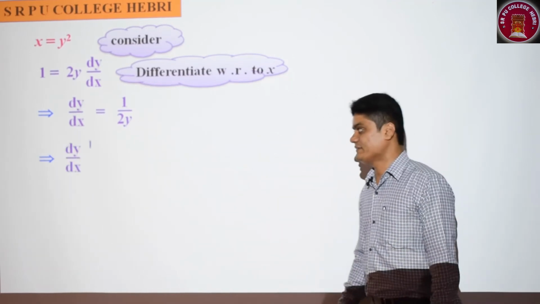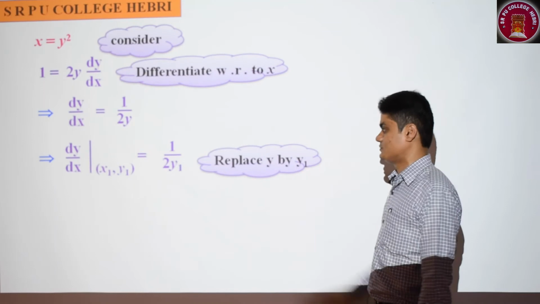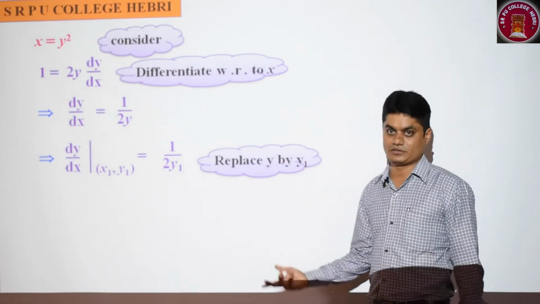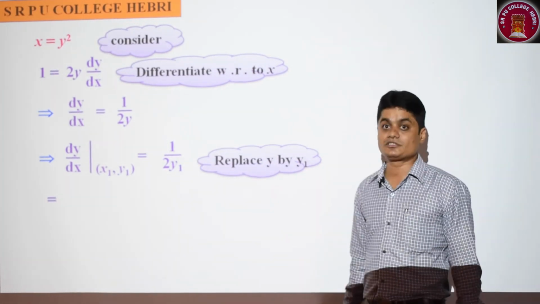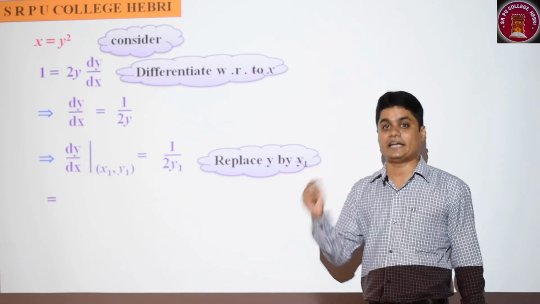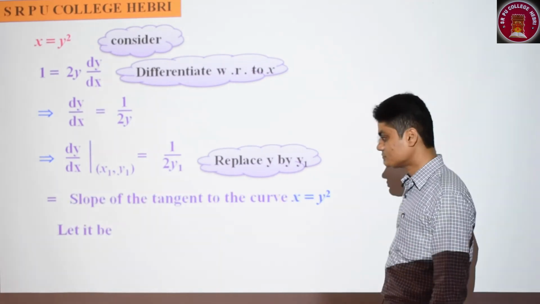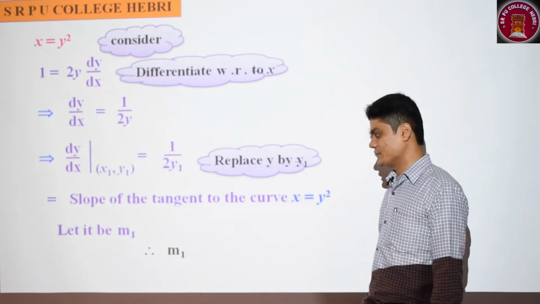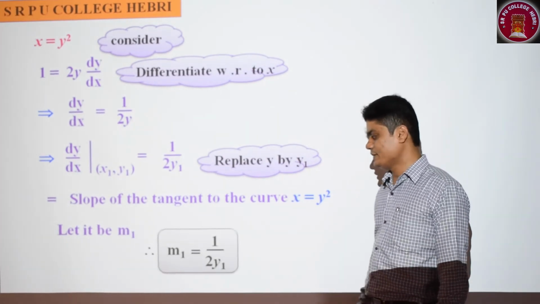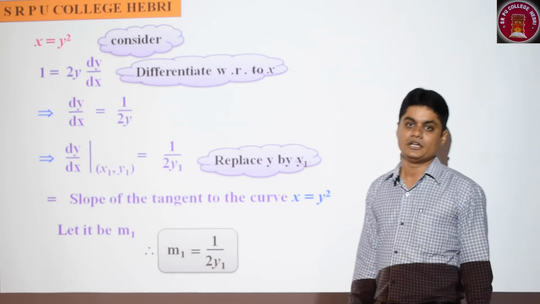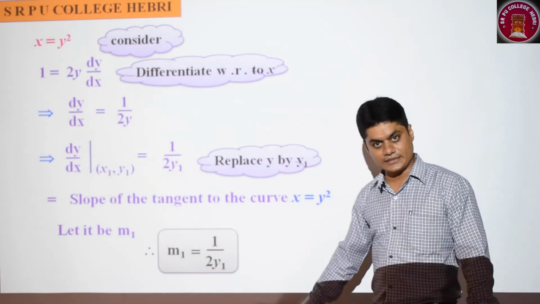So this implies dy by dx at x1, y1 is 1 by 2y1. Now, what is the slope of the tangent to the first curve at the point x1, y1? You can consider this as m1. So m1 is equal to 1 by 2y1.